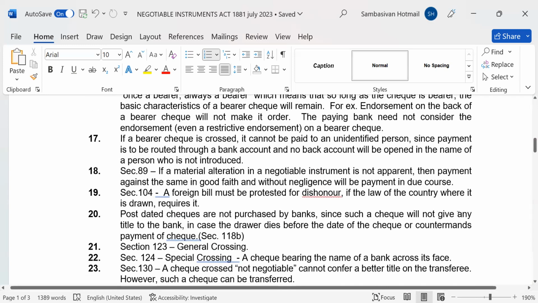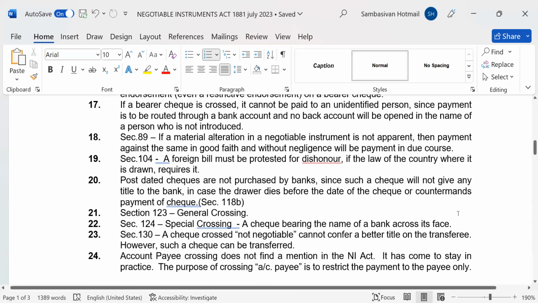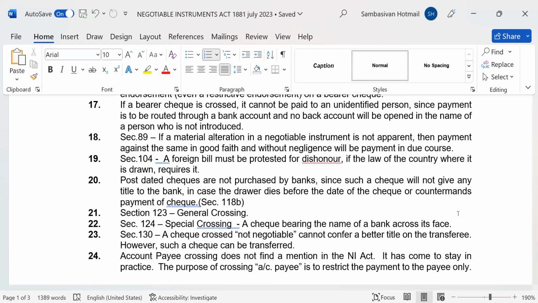If a material alteration in a negotiable instrument is not apparent, then payment against the same in good faith and without negligence will be payment in due course. Section 104.